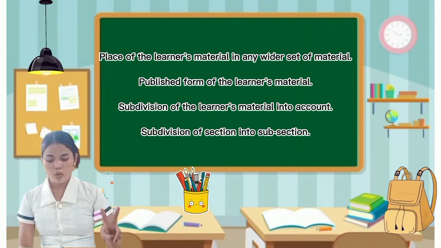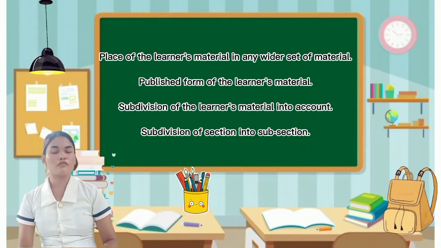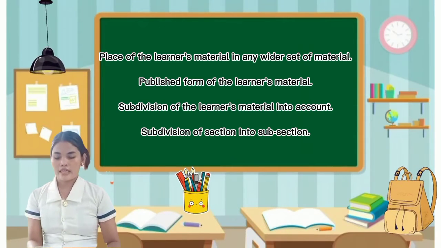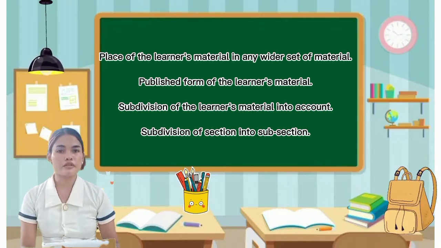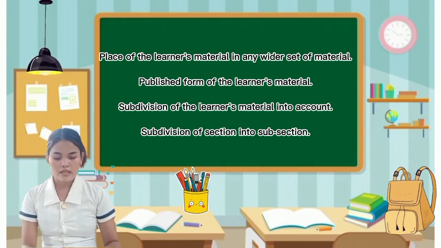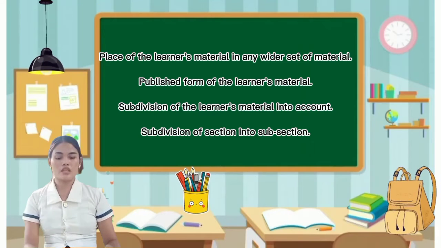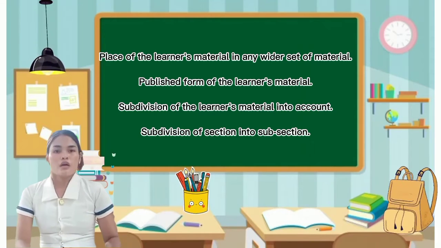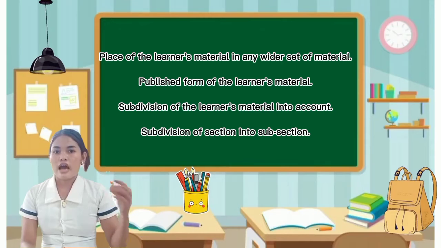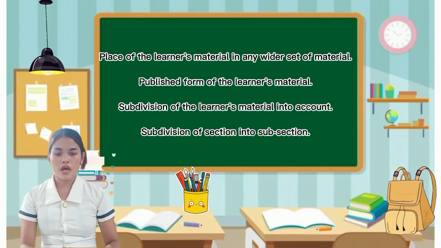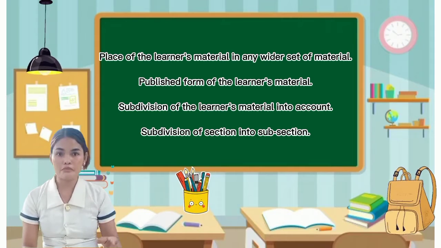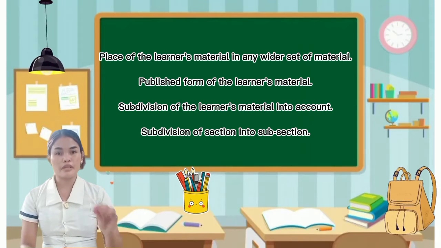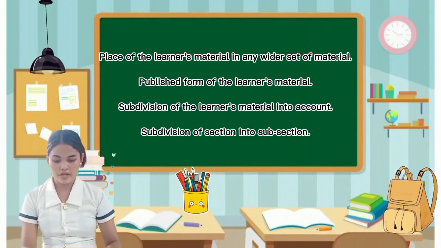And for the second one, we have the form of learners' materials, and it is followed by the subdivision of the learners' materials. And for the last one, we have the subdivision of sections into subsections. So this is the sequencing on how you are going to make your own publication in the future. So for the first subtopic, it is about the place of learners' materials in the set.